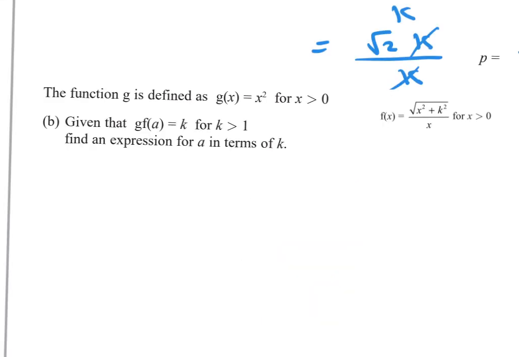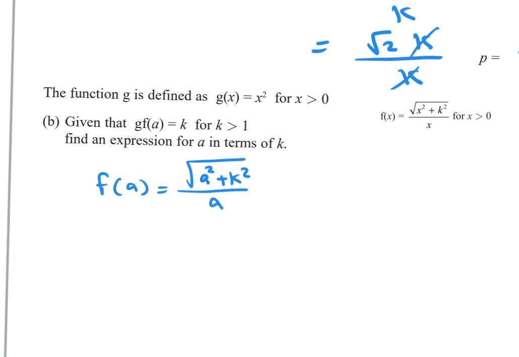Now, the function g is defined by g(x) is x squared, given that g(f(a)) equals k. Find an expression for a in terms of k. How to find g(f(a))? You need to find f(a), then substitute in g. f(a) equals square root, substitute x by a, so a squared plus k squared over a.